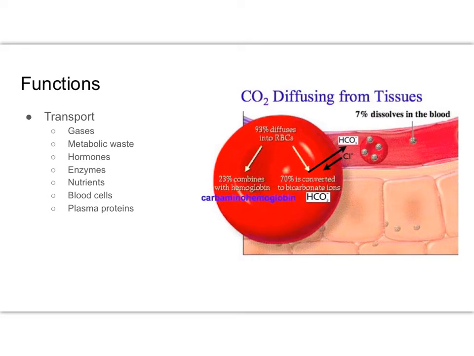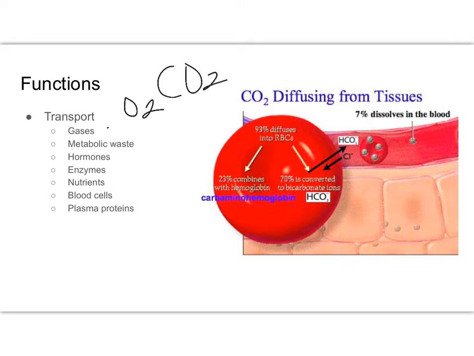So one of the main functions of blood is what we think about, which is transportation. Okay, in particular, blood will help transport gases like oxygen and CO2. Okay, so it'll help move oxygen attached to the red blood cells as well as CO2, and we'll talk more specifically about that in a little bit.